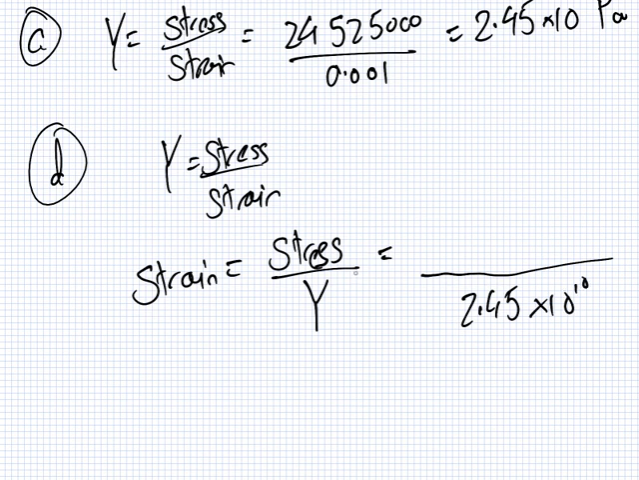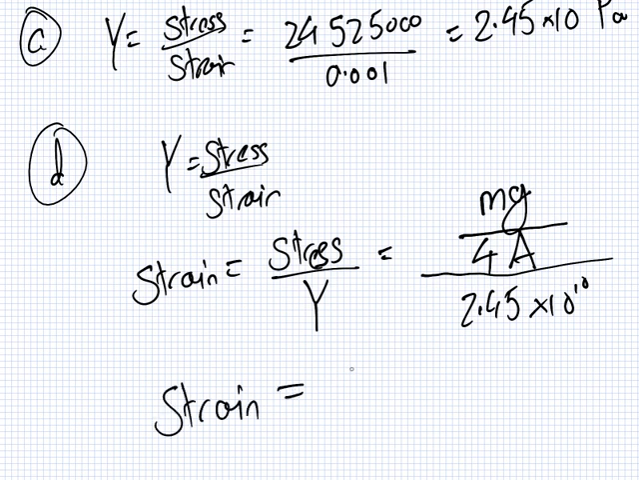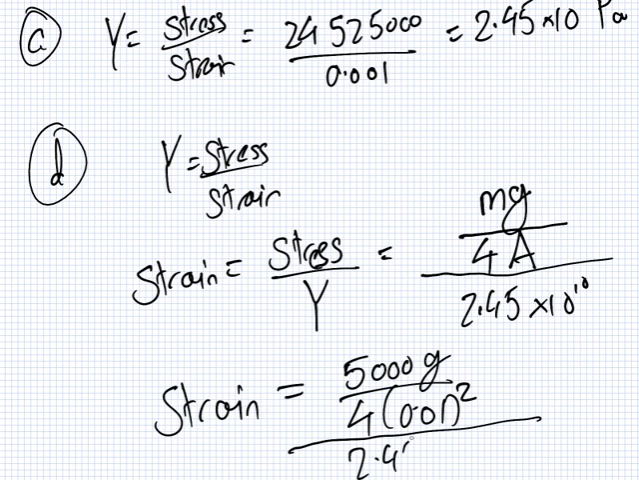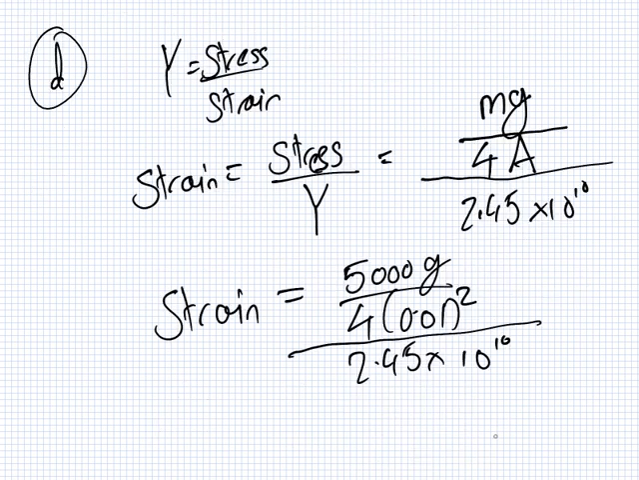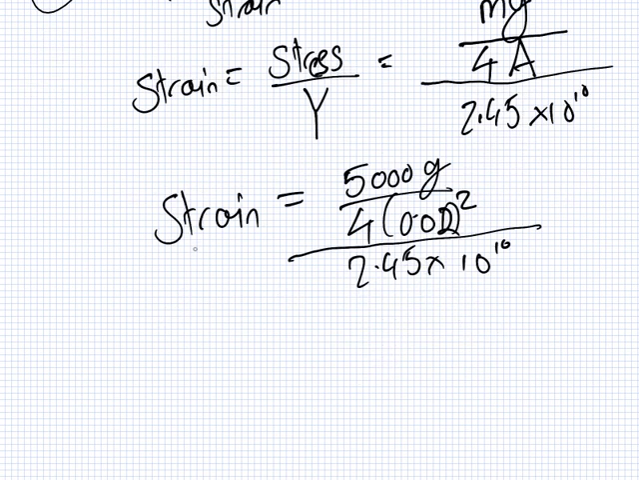And what's the formula for stress? Force over area. There's four areas and the force is the weight, which is now bigger. So what's the m now? 5,000. So 5,000 g over 4 times 0.02 squared, over 2.45 times 10 to the 10. Now, what's the formula for strain? Extension over the natural length.